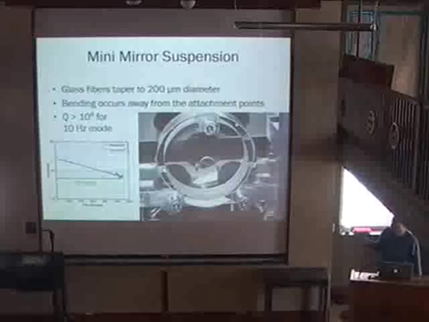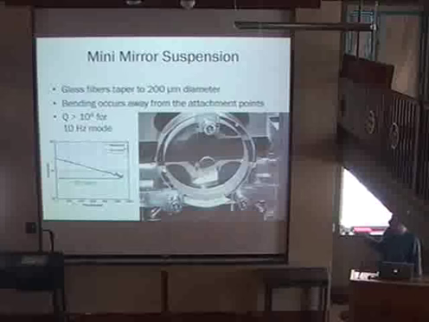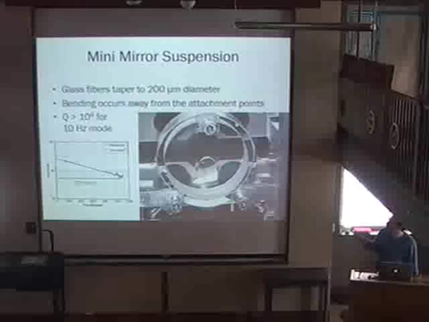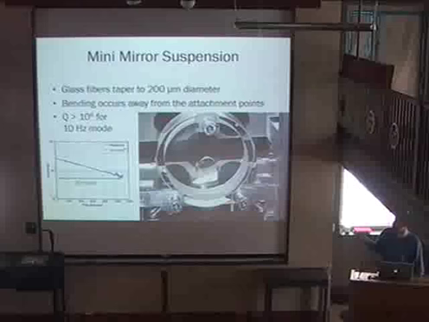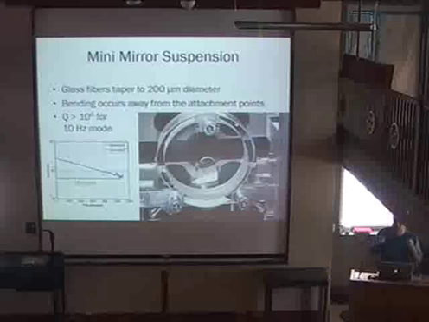Now, focusing in on the mini-mirror suspension, this is our latest and greatest technology for mini-mirror suspending. We've been through a couple generations of that. So currently we're using glass fibers to suspend our mirror, and they taper to 200 microns diameter here in the center. We do that in order to make sure that all the bending in the system is occurring away from the attachment points in the most pristine part of the fiber.